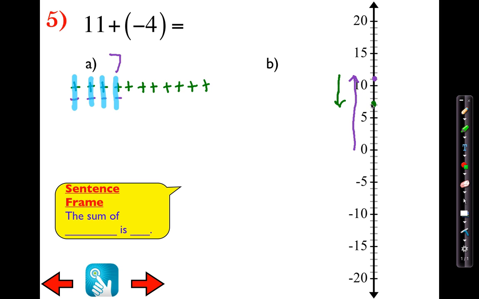So what number is this? Well, here's 5, 6, and here's 7. So my answer is 7. So to answer the question, I'm going to say the sum of 11 and -4 is positive 7. Now, do you have to type in a positive 7 into your homework? No. But I just want you to see that it's a positive, not a negative.